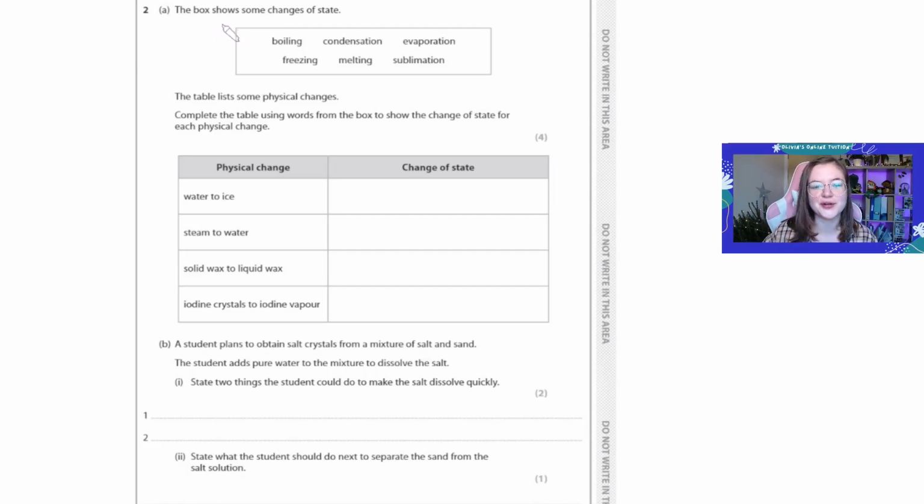Question 2, the box shows some changes of state. There they all are. The table lists some physical changes. Complete the table using words from the box to show the change of state for each physical change. So water to ice, if we put that in the freezer, that's going to freeze. So therefore that's freezing. Then steam to water, that's like when you go in a shower and the water touches your windows and condenses. That's going to be condensation.